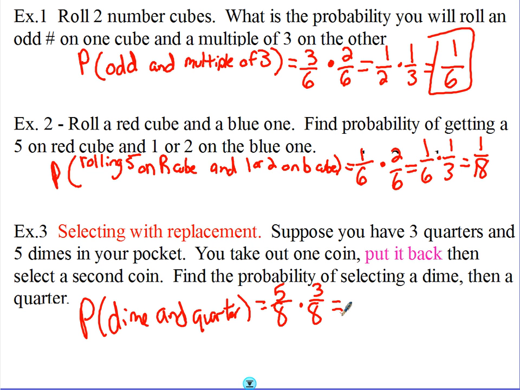We multiply, there's nothing to reduce here. 5 times 3 is 15. 8 times 8 is 64. And we cannot reduce that at all. That's all we have.